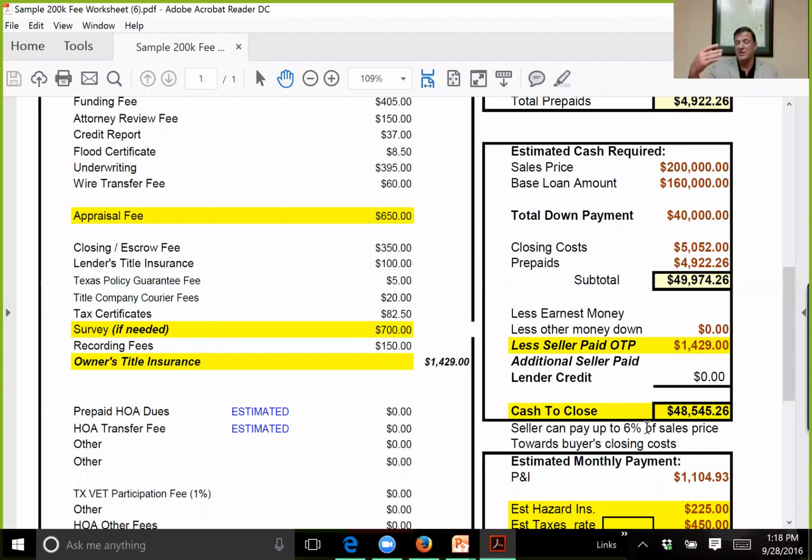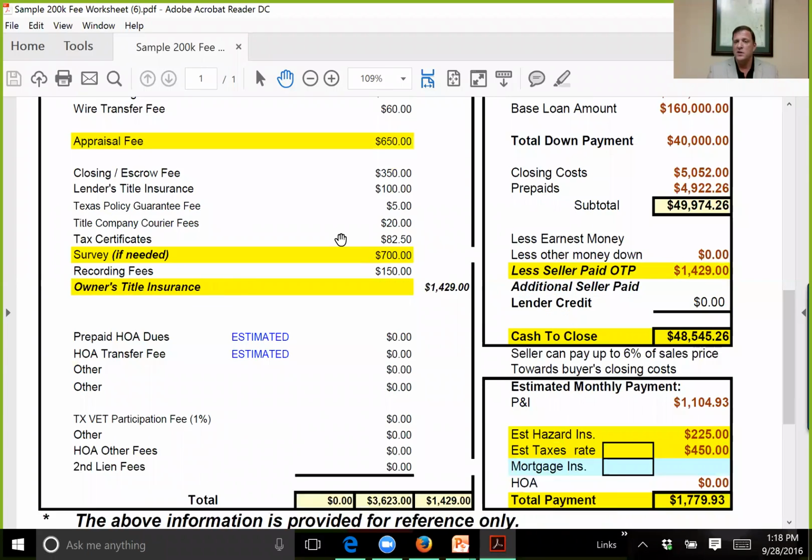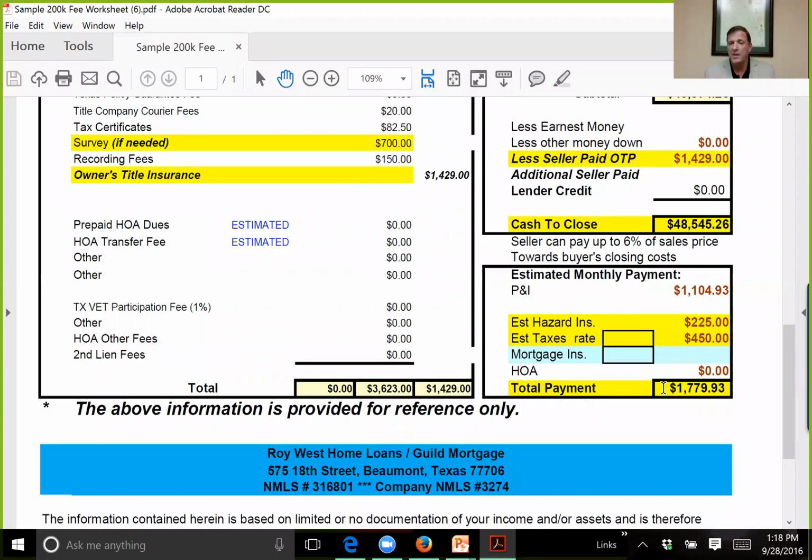Their total cash to close, that's their down payment plus all of those costs. That's the first figure they need. The next figure they need is what is their total payment going to be? That's their P&I, their hazard insurance, and their taxes, and maybe even their mortgage insurance if they put down less than 20%. So those two figures right there, cash to close and total payment, are what's going to be included on that fee worksheet, and then the buyer can comfortably move forward at that time.